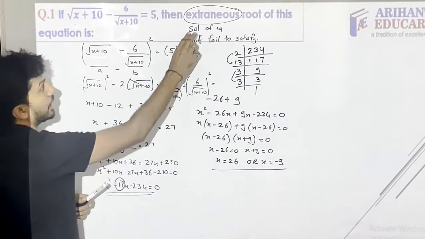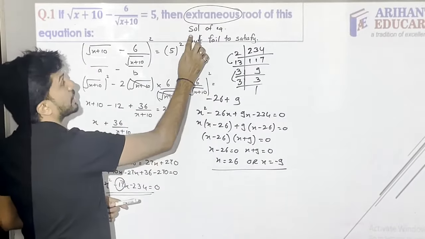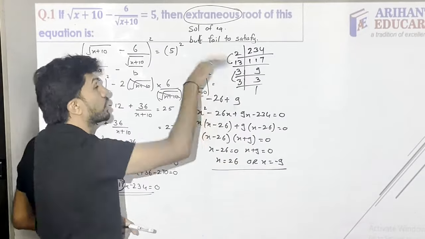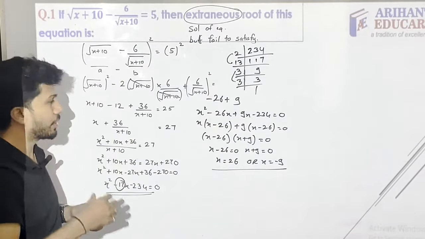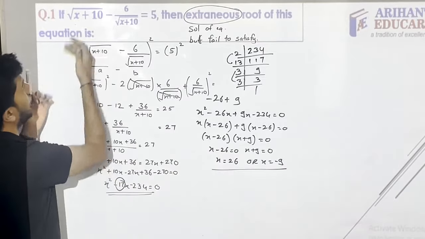Now, as we were dealing with extraneous roots, that means what? Solutions of an equation that fail to satisfy it. These are a special sort of roots. So let's see which of them is failing to satisfy.